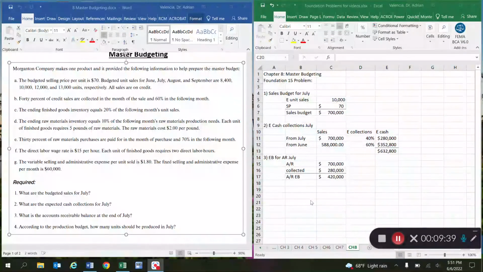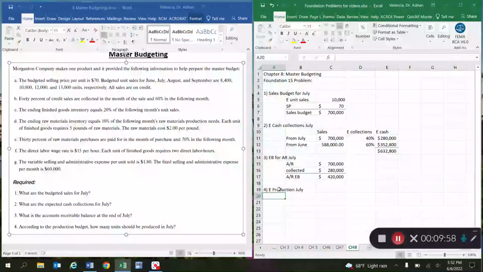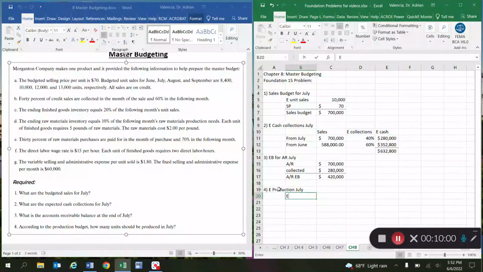Okay, so let's go to number 4 here. According to the production budget, how many units should be produced in July? Okay, good. So recall, well, let's call this one the expected production budget for July. Recall that we expect to sell 10,000 units. Okay, that's this year. So this is what July expectations are in terms of sales. So at a minimum, we need to produce 10,000 units.